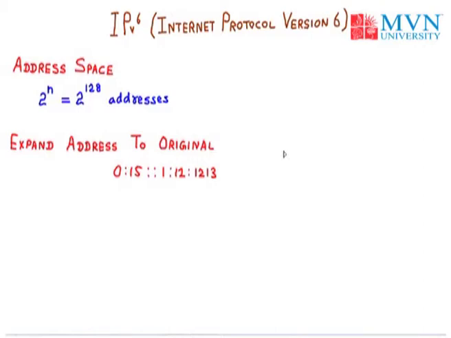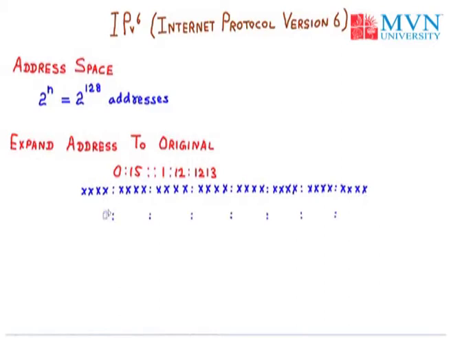Now, first of all, draw a dummy IPv6 address. So this one is my dummy IPv6 address. Now I will write one by one. For example, first we have the 0, then 15. Then as we have the double colon, I will skip all the fields and start from the last: 3, then previous we have the 1, then previous the 12, then previous the 1.